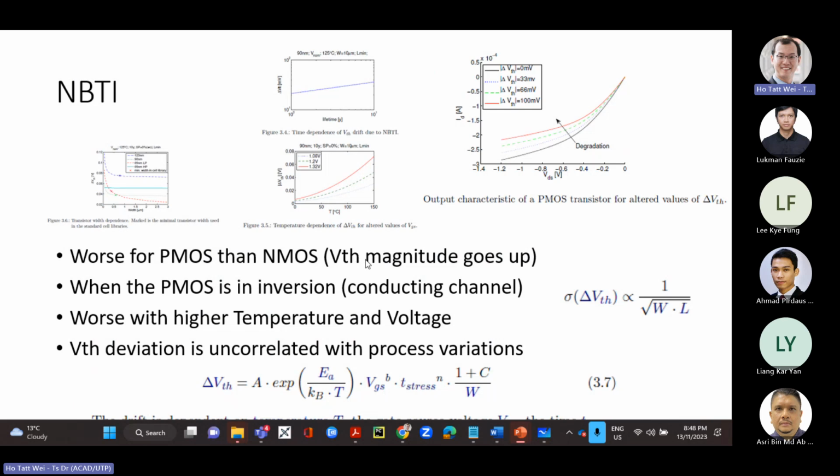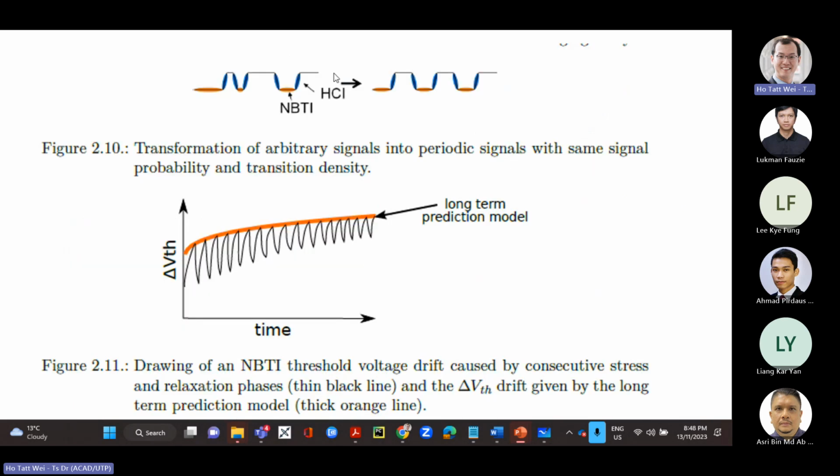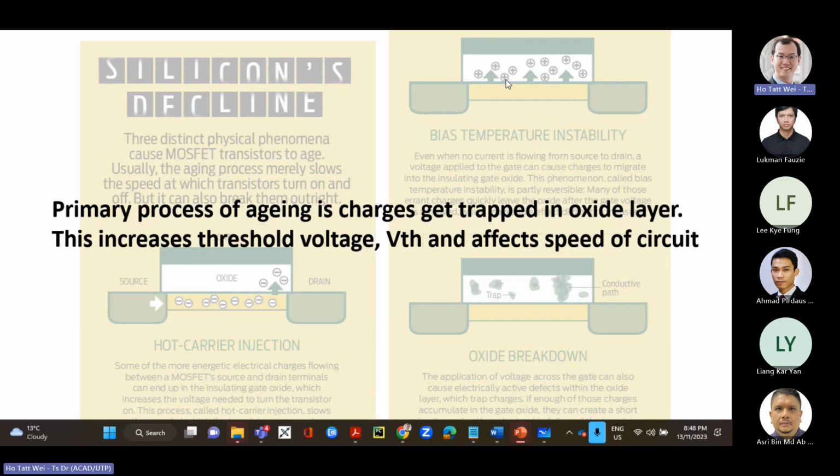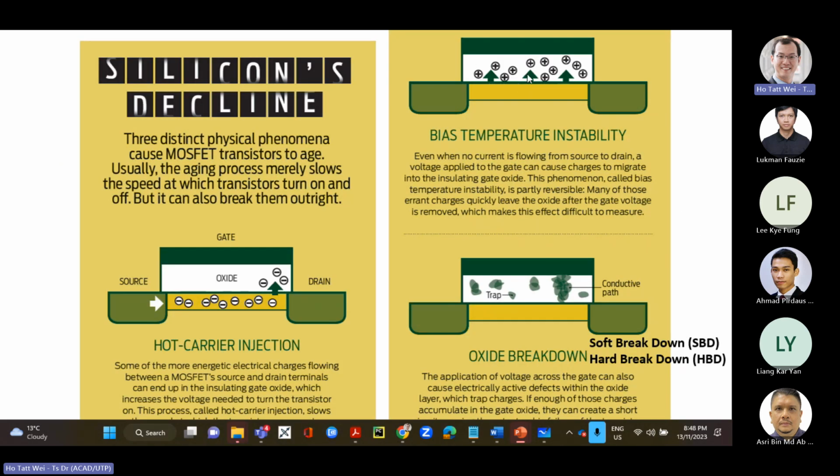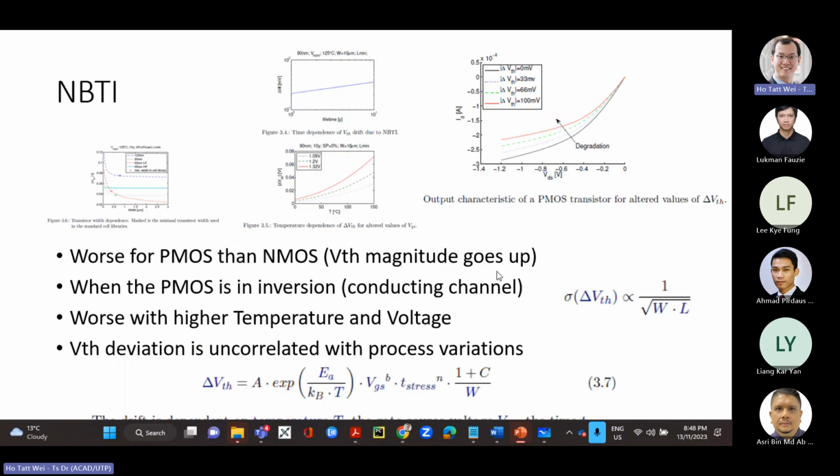Okay, in this case, BTI is dependent on the voltage, right? Because with BTI, if you have a larger voltage difference, you're going to push the charges harder into the oxide. So it's dependent on the voltage, and it's dependent on the duration of time that you are applying this stress, plus the capacitance divided by the width. That means if you have a wider gate, a wider transistor, the effect of the aging is not as bad. Okay, so this BTI is reasonably well modeled.